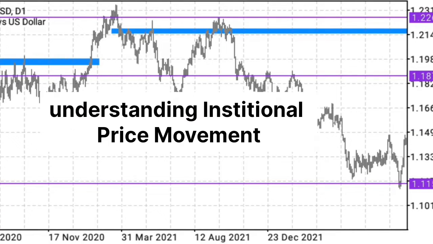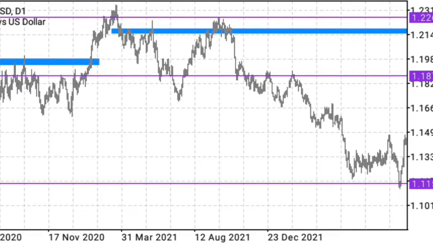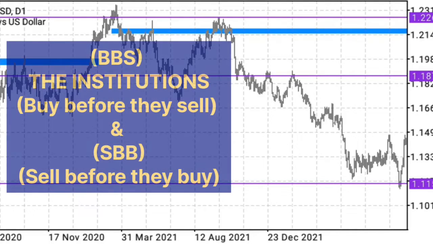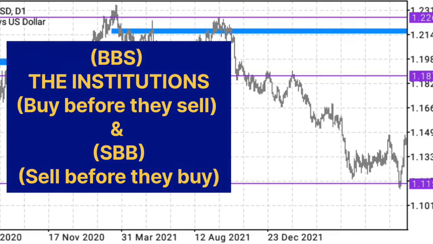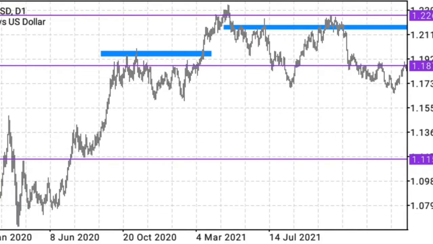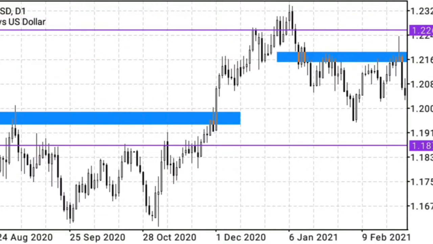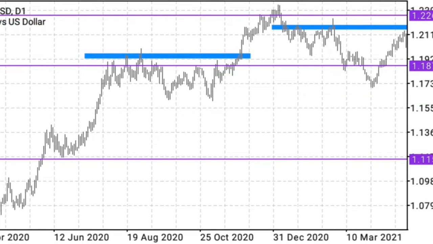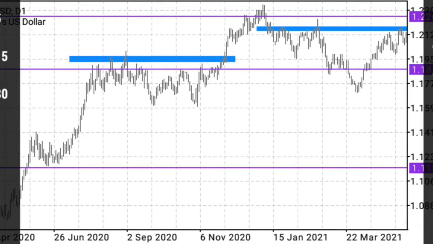The number 2 is understanding institutional price movement. This is where I'm going to be talking about the BBS and the SBB formula. Now the BBS talks about buy before sell. Take note, institution, their number 1 concept is whenever they want to buy, they always sell, and whenever they want to sell, they always buy first before doing that. Now look at what was happening here. Like I said earlier, the institution came here, their whole intention was to sell the market, but what did they do? They actually bought first.